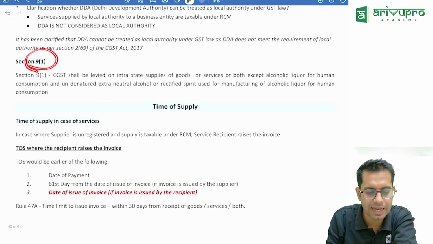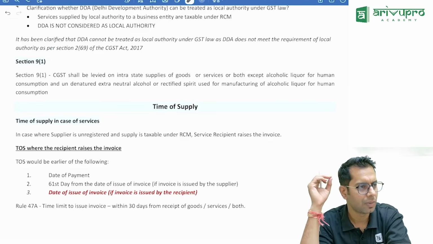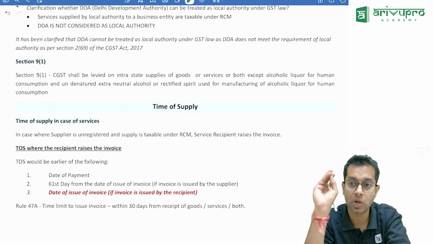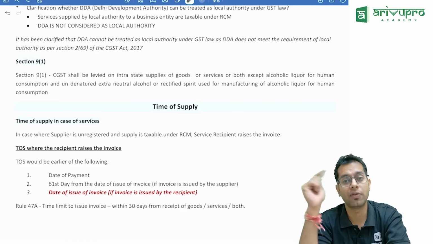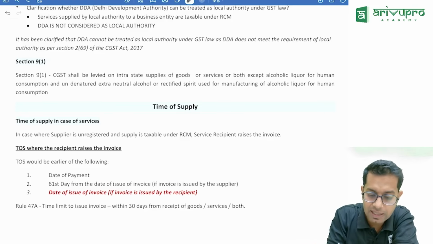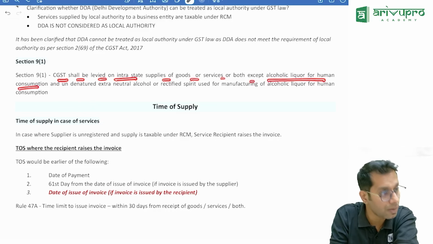Now, section 9 subsection 1, if you remember, it says what, sir? Subject to the provision of subsection 2, there shall be levied a tax called as central goods and services tax on all intrastate supply of goods or services or both, except on alcoholic liquor for human consumption. Correct? Something like this. This point says, GST shall be levied on intrastate supply of goods or services or both, except on alcoholic liquor for human consumption. This was the normal point.